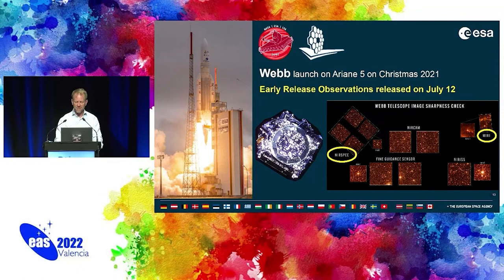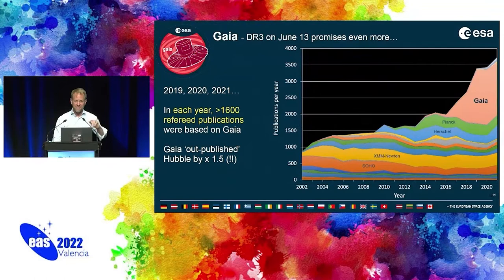Then I wanted to say a word about Gaia, but again, there's a plenary 15-minute talk just coming up in two talks from now, so I won't say much more about Data Release 3, as that's going to be covered by Carme Jordi. And just flag this, that in the last 3 years, 2019, 2020, 2021, in each of these years, there were more than 1,600 refereed publications based on Gaia.